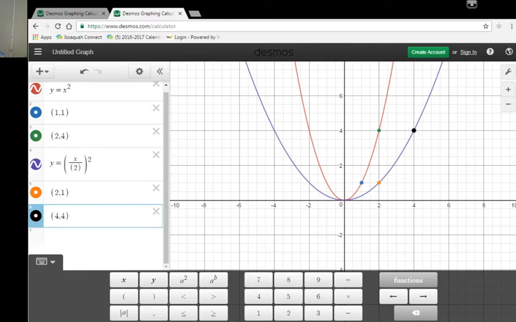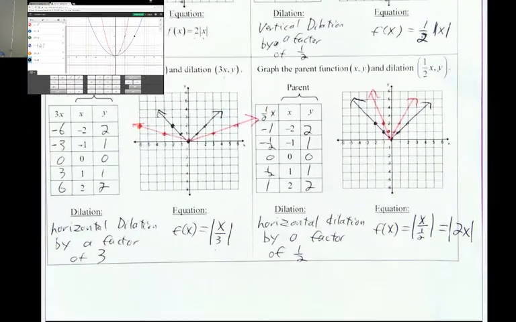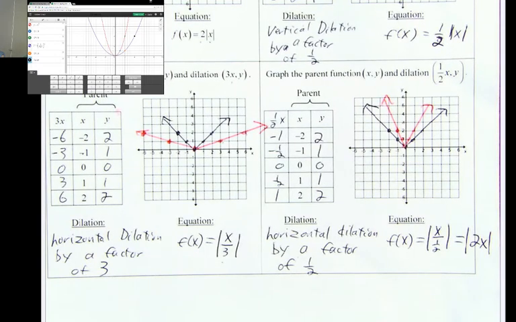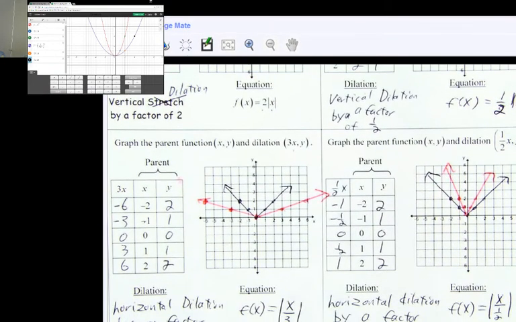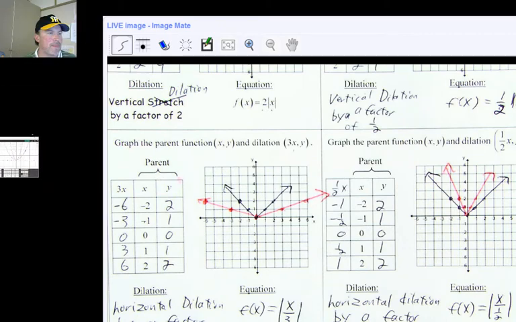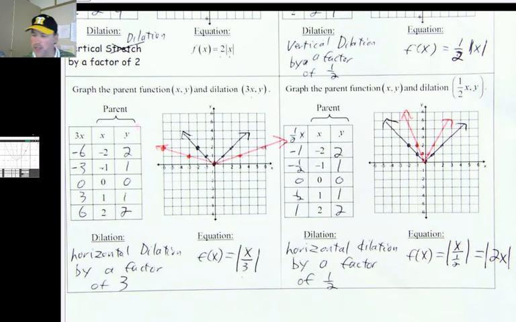Let's make this smaller. All right, make this bigger again. Okay, so just to finish this up. Sorry about this.